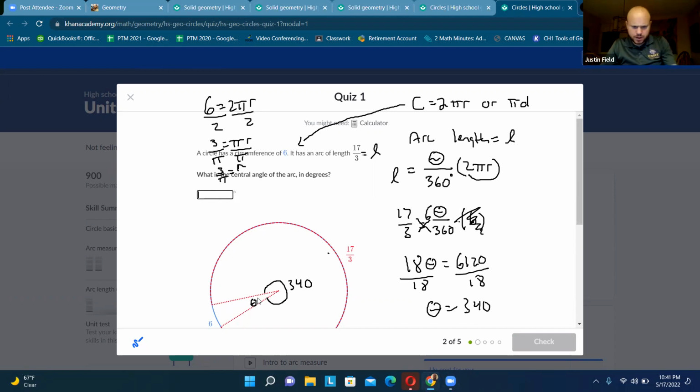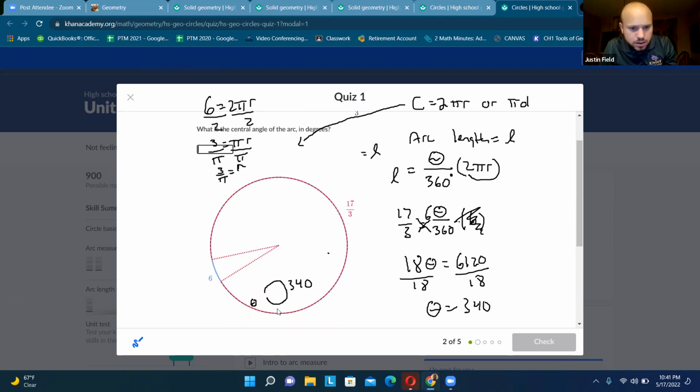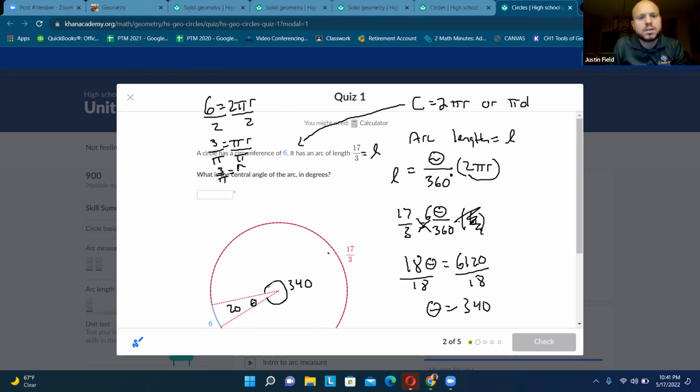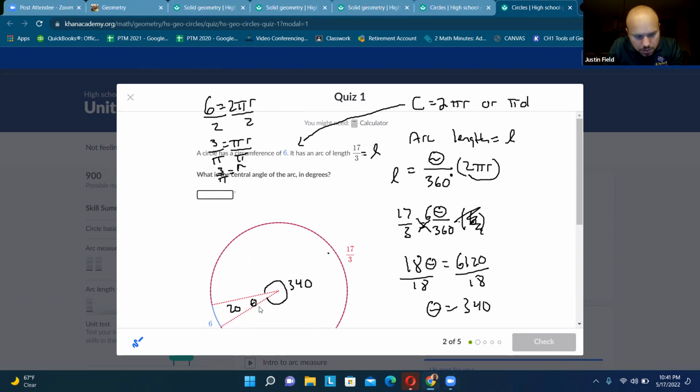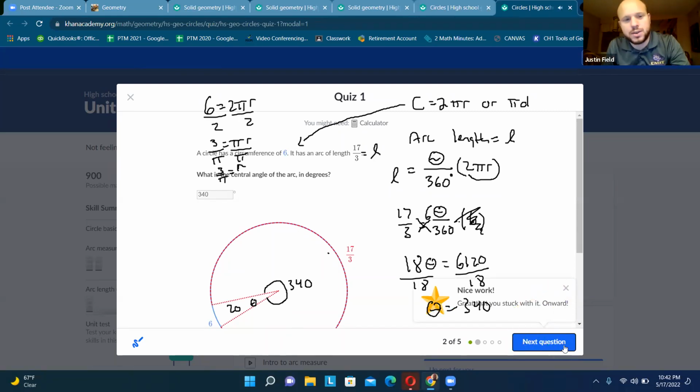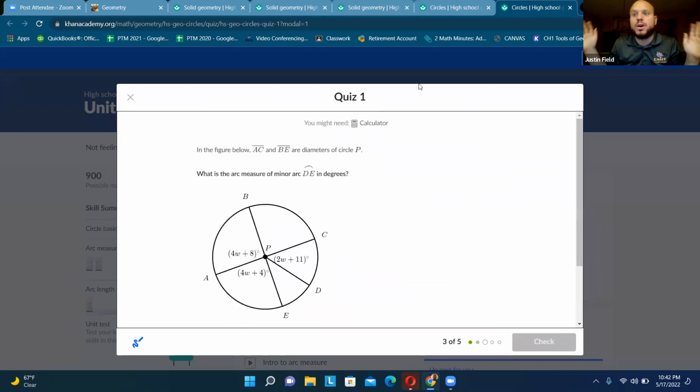But I really would want to find this little angle right here. So that angle is going to be 20. So now I'm confused. They want me to put in 20, which appears to be the central angle, or the 340, the reflexive angle. Let's find out. No, should have put in the 340. Come on, Mr. Field. The arc has the 340. All right. Now I know.